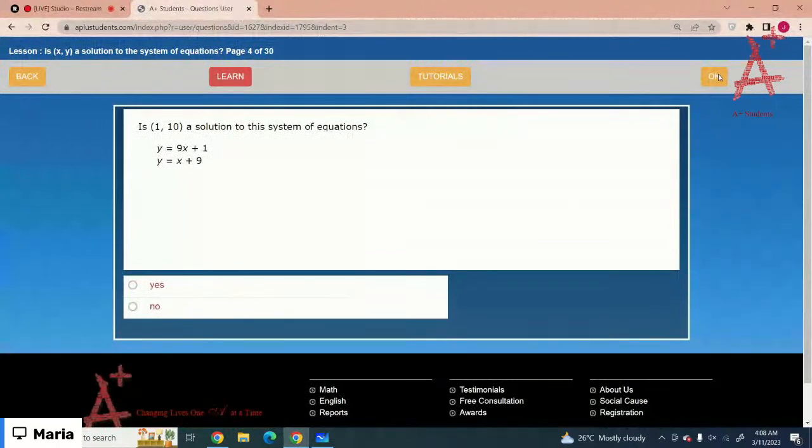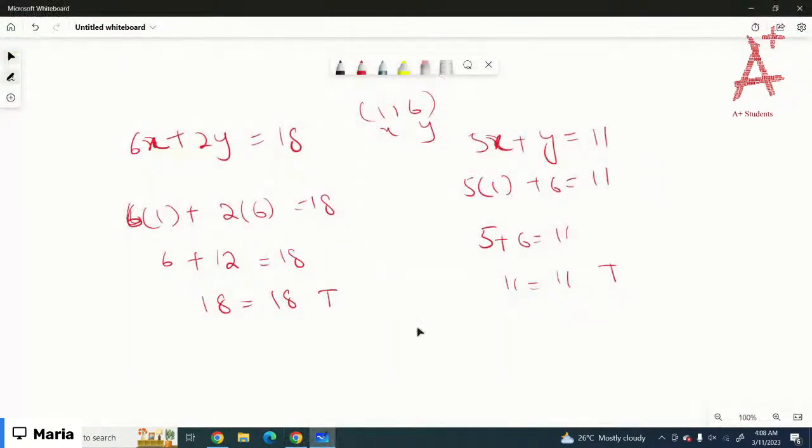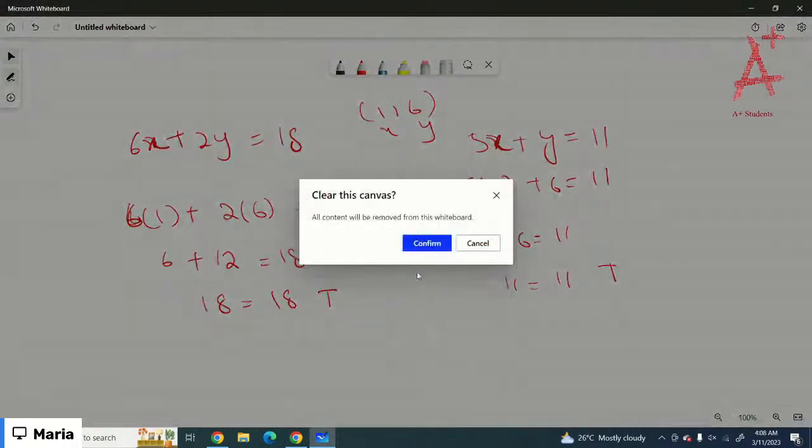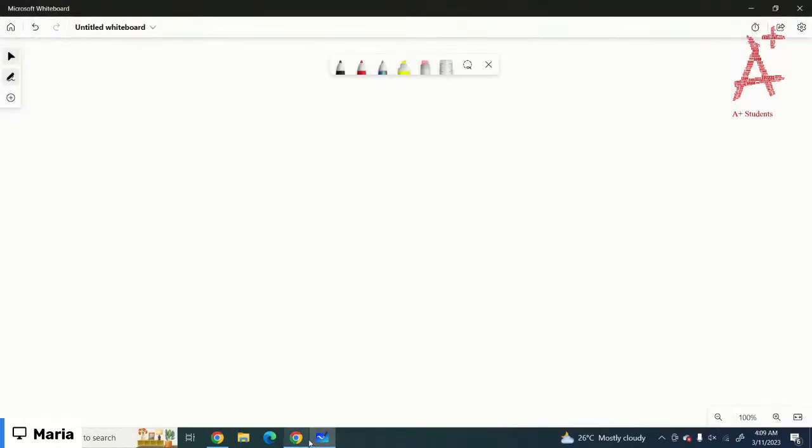Okay, the next one: is (1, 10) a solution of the system of equations? The equations are y equals 9x plus 1, and the second one is y equals x plus 9. And the point is (1, 10). This is x and this is y.